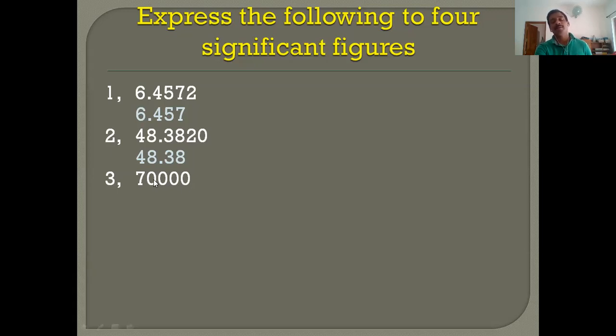You can write it in 2 different ways. 7,000.0. If you write it in this way, what is the problem? There are a total of how many significant figures? 1, 2, 3, 4, 5 significant figures will be there. So if you want to write it as 4 significant figures, just write 7,000.